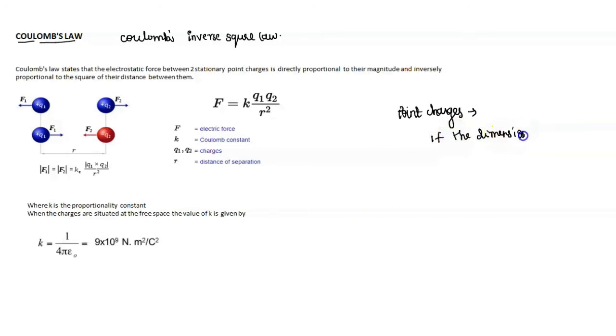if the dimension of the charges is very small, what do you mean by dimension? It may be length, area, whatever it may be. If the dimension of the charges is very small, then such charges are called point charges.